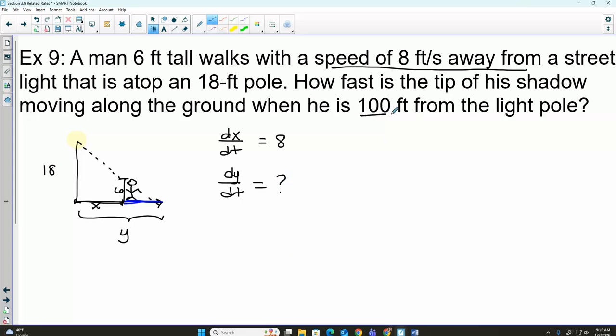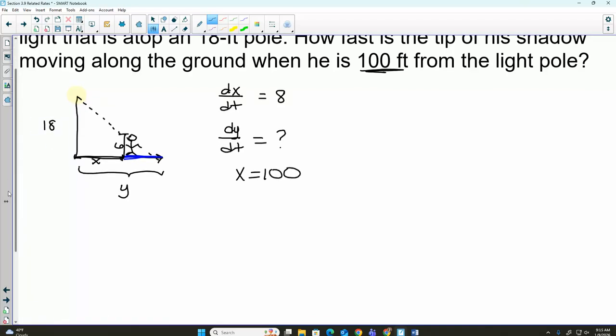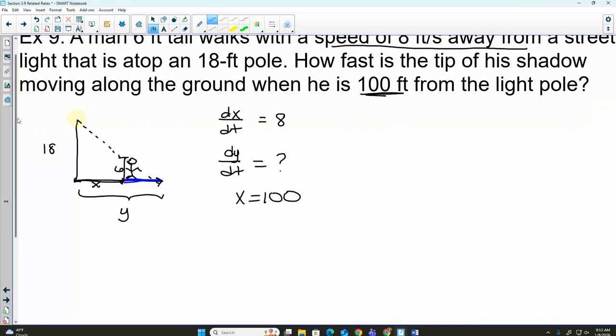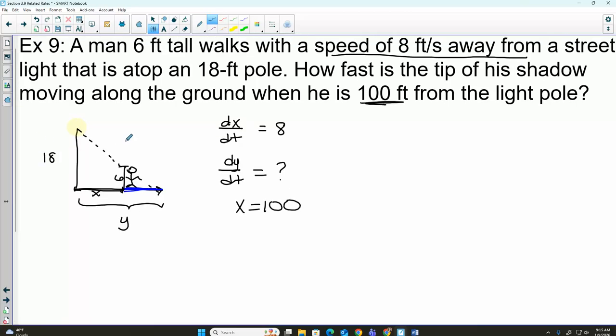When he is 100 feet from the light pole, what variable is that? Any thoughts on what we might do here? Yeah. Figure out, so we do a Pythagorean theorem and figure out that line on the one side. Okay. So if we can get some kind of variable or unit for this side, we could do Pythagorean theorem. Did I give you any numbers that we could use there?